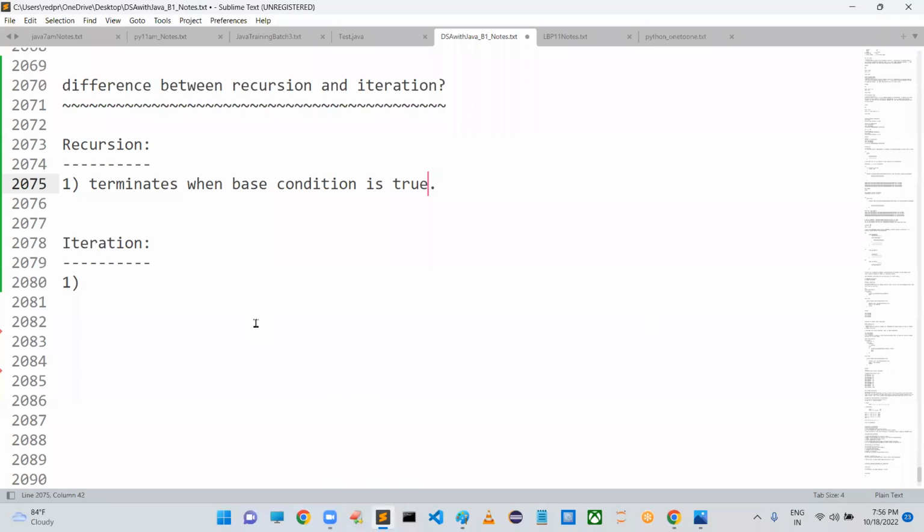And when does iteration terminate? It terminates when our test condition is false. Whenever your condition becomes false, it is going to terminate. But recursion terminates when the base condition is true. This is the first point.